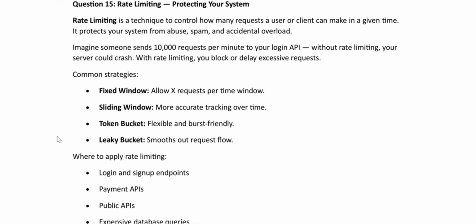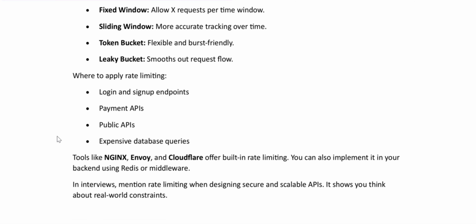Common strategies are fixed window, sliding window, token bucket, leaky bucket. Where to apply rate limiting? Login and sign up endpoints, payment APIs, public APIs, and expensive database queries.